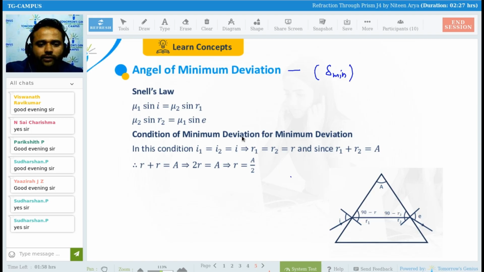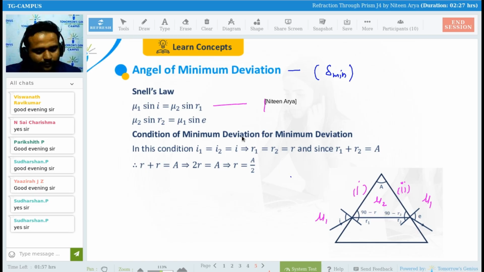So on this, as we can say, mu1 is this. I am not considering this as air. I can take any particular medium, so I can make it mu1. That is mu2, any other medium 2, and that is mu1 again. Clear? So this is your refracting surface 1, and this is my refracting surface 2. So mu1 sin I equals mu2 sin R1. This is R1 for refracting surface 1.